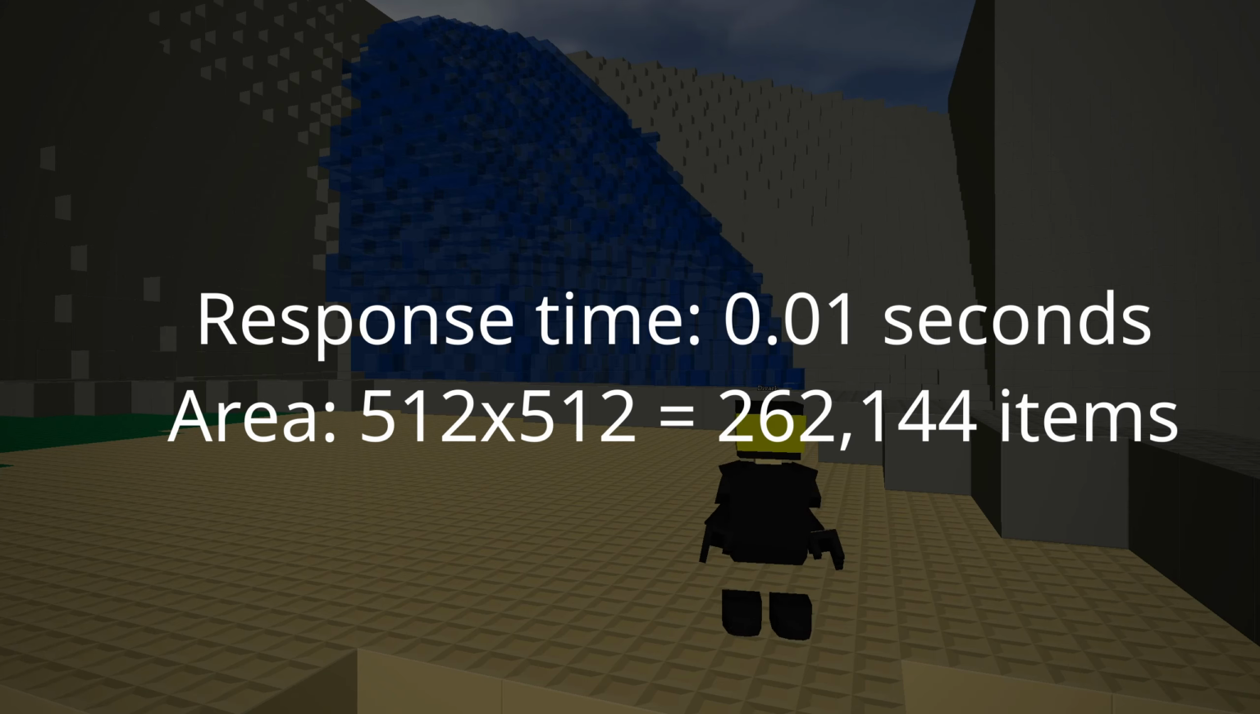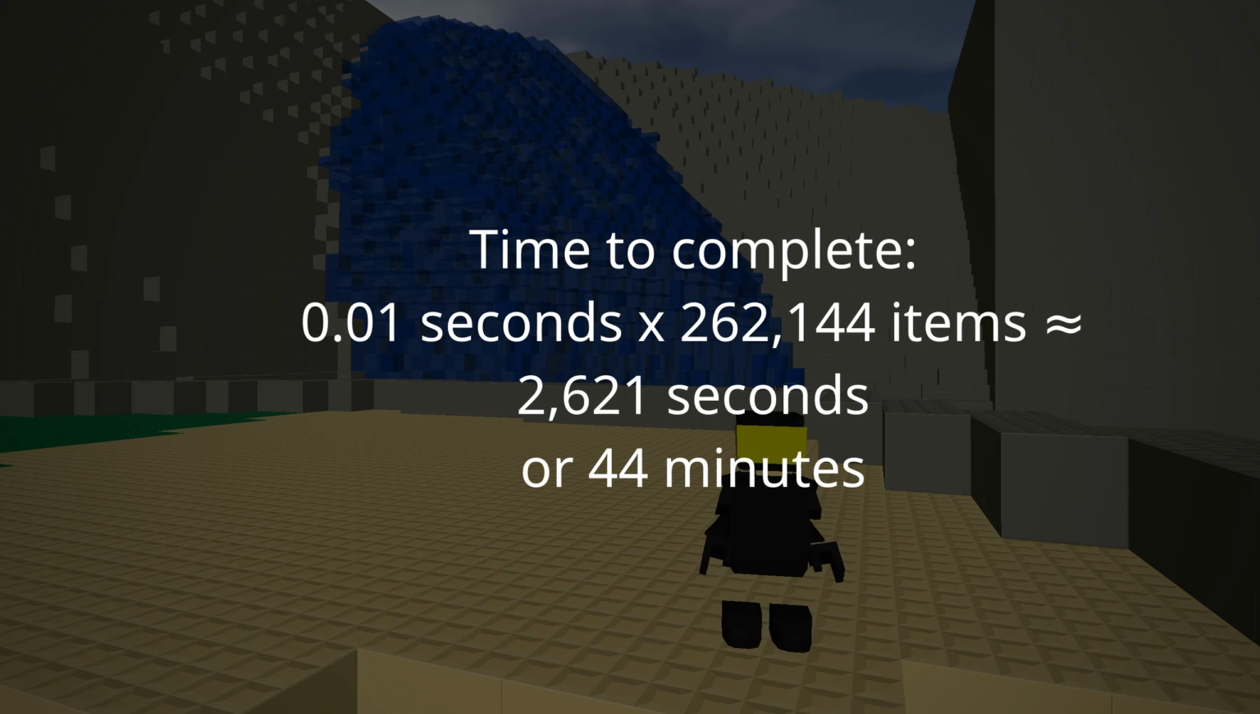If each square you check and add to the total count takes exactly 0.01 seconds, and the number of times you'd have to do this is 512 length by 512 width, you're looking at spending at minimum approximately 2,621 seconds, or about 44 minutes if I force you to look at every last square.